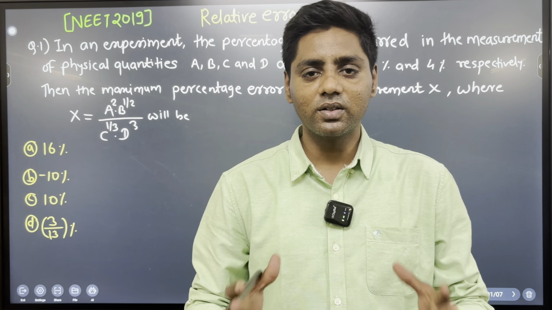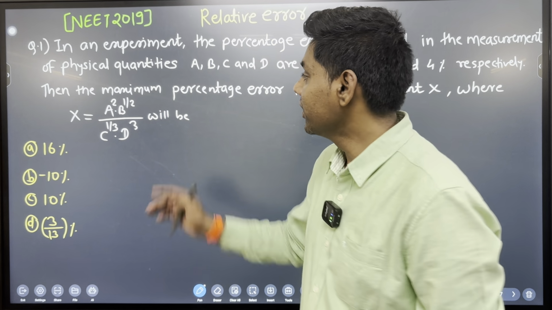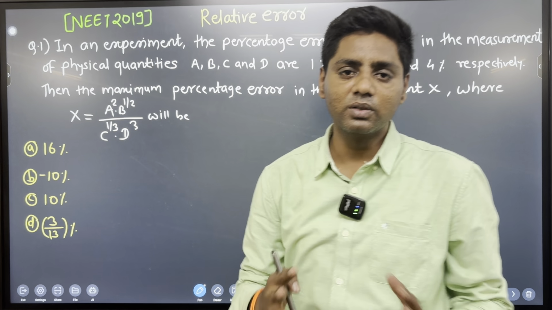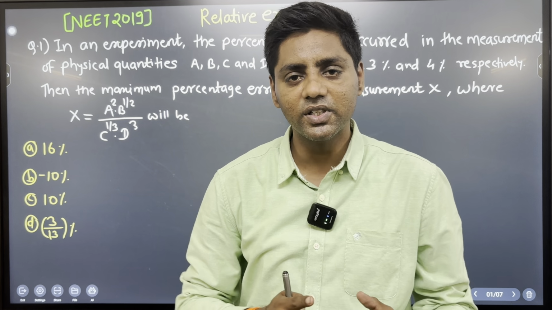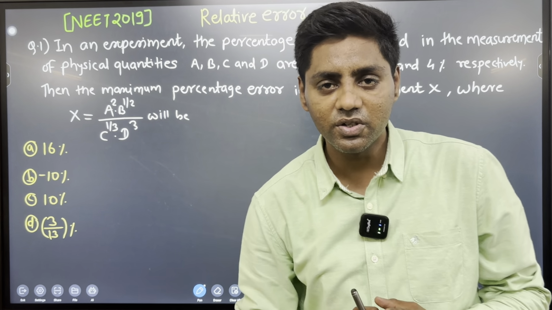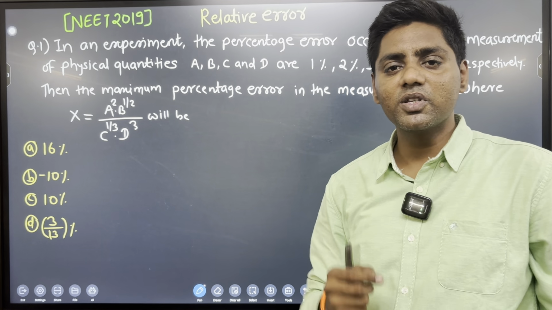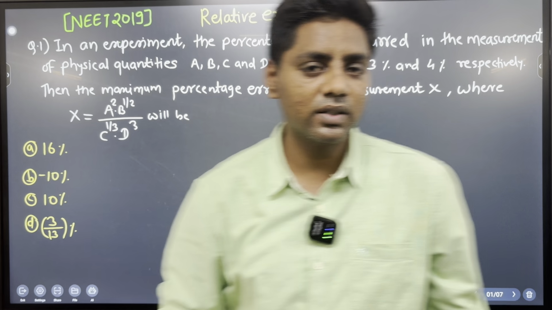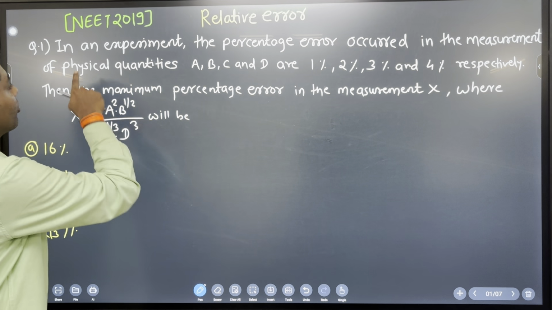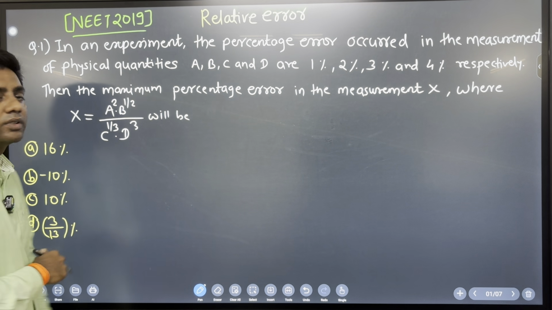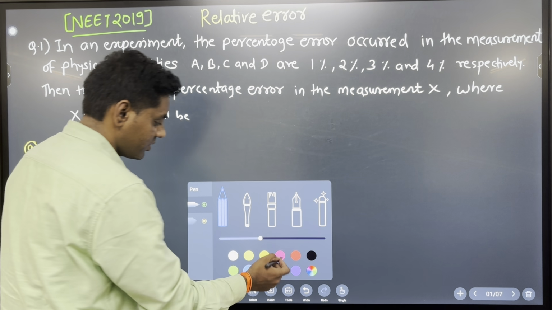Today we have to solve some questions asked in the NEET examinations, chapter number 1 of class 11 physics, that is units and dimensions. Now here we solve the MCQ on the topic named relative error. So let's start. The question was asked in the NEET 2019 examination.